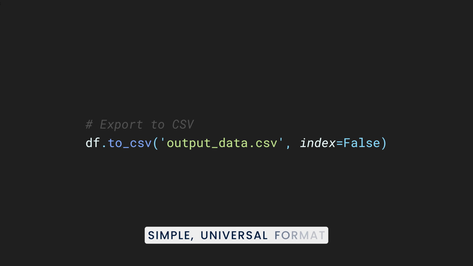CSV is a simple, universal format that can be opened by many applications, including Excel, Google Sheets, and other data analysis tools. The index=False parameter omits the data frame's index from the output, which is usually desirable unless the index contains meaningful information. CSV exports are useful for sharing data with colleagues who may not use Python, or for integrating with other systems that accept CSV inputs.